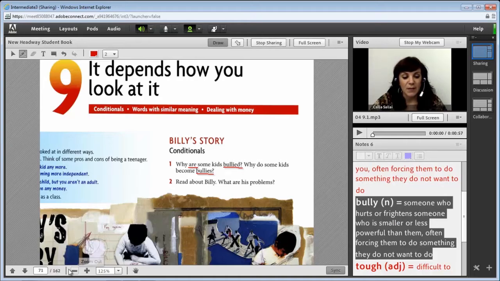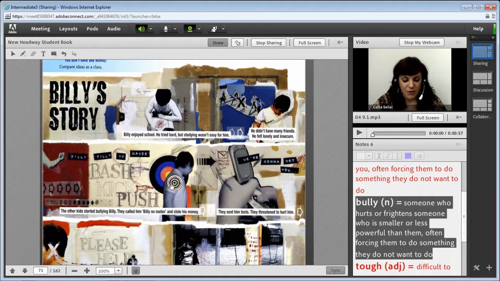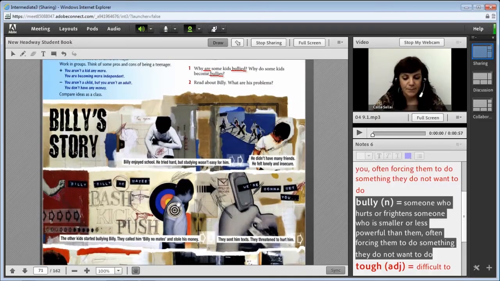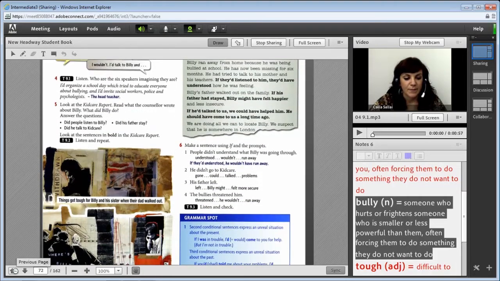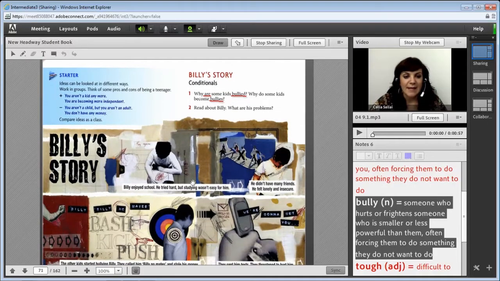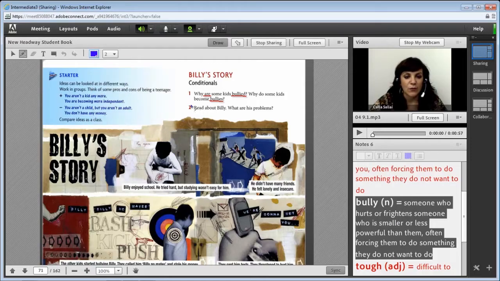So please look at the pictures. All over page 70 and some on page 71. Right. So look at exercise number 2. Exercise number 2. The instruction says, read about Billy. What are his problems? So that's what we need to focus on. His problems, probably at school or maybe at home. We'll find out about that after reading his story.